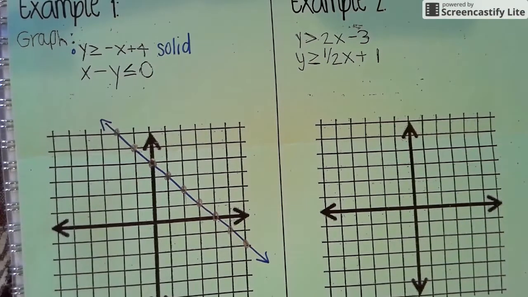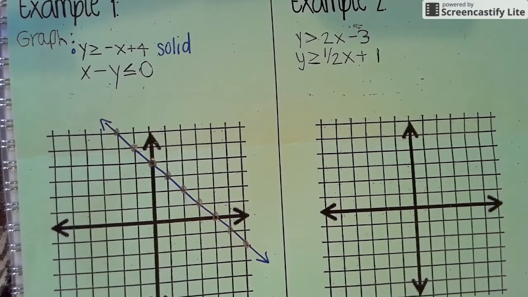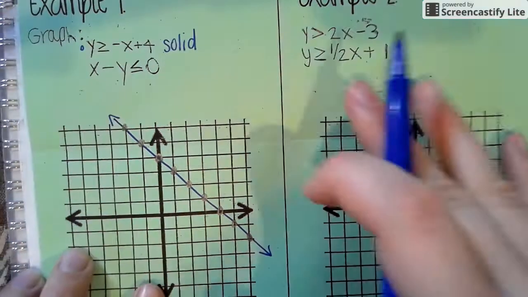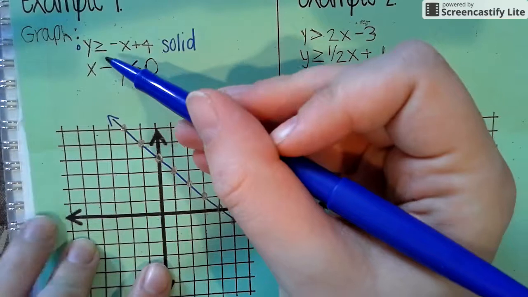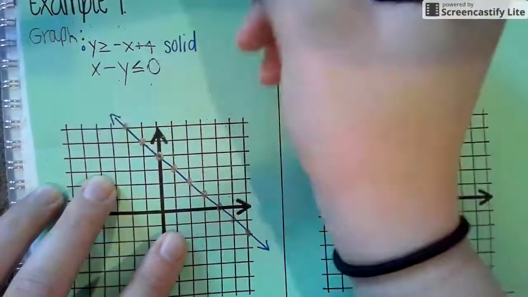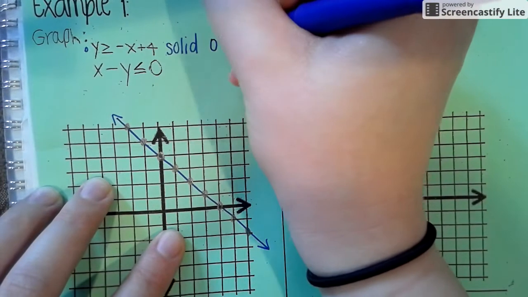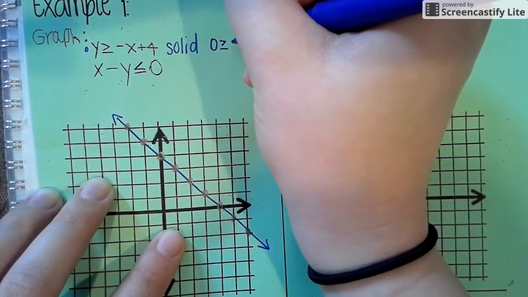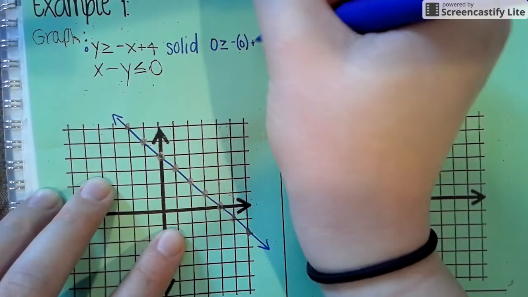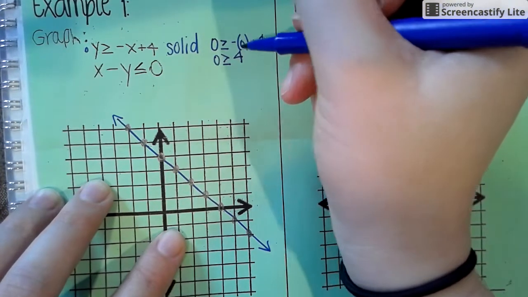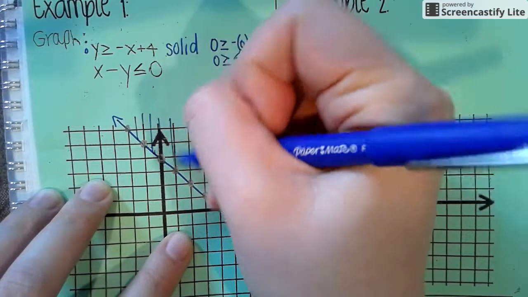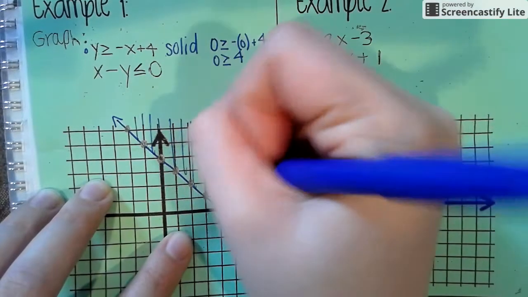Now for this one, when I use my solid line, I'm going to determine which way to shade. And how I do that is because it's greater than, I'm going to shade above. But if I'm not sure if that's the correct way to do it, I'm going to try a point either to the left or right of the line. Now in this case, 0, 0 is on the left or right. So if I put that in, y is greater than or equal to -1 times 0 plus 4. So is 0 greater than or equal to 4? That is false, so I shade on the opposite side of 0, 0.